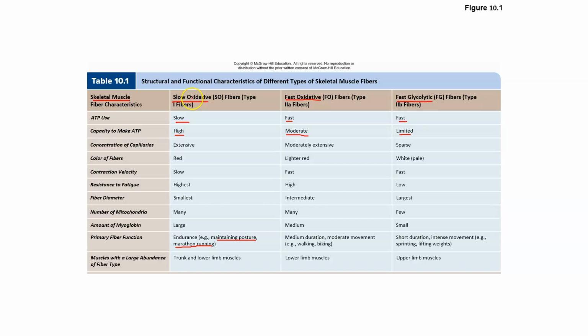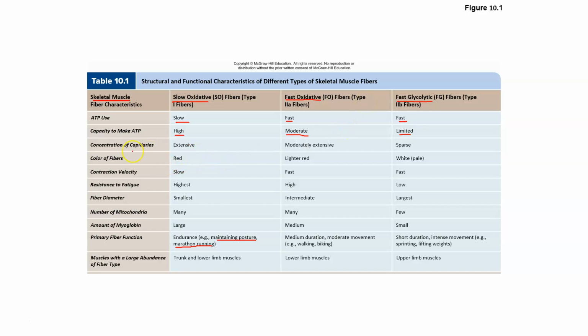We used to call the slow oxidative red muscle or red fibers, and we used to call the fast glycolytics over here white fibers. We don't call them that anymore. We used to call them that because of their blood supply, right? Slow oxidative have a very good blood supply, and so they appear to be red. And fast oxidative and fast glycolytics appear to be white because they have a lesser blood supply.